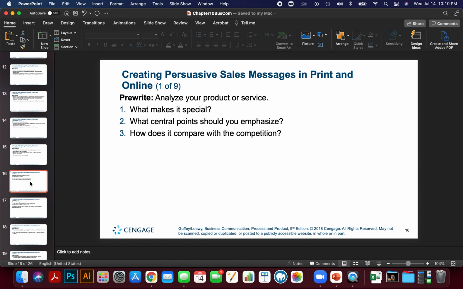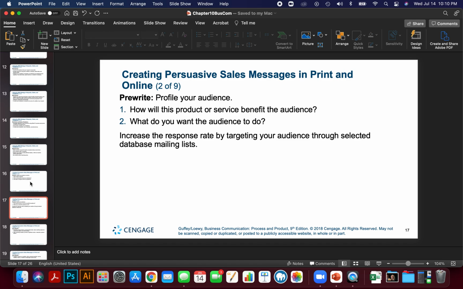So when you think about that, analyze it and jot those ideas down. Also, who are you trying to sell to? So profile your audience. Think about your target audience, your intended target audience. How will this product or service benefit them? What do you want them to do?